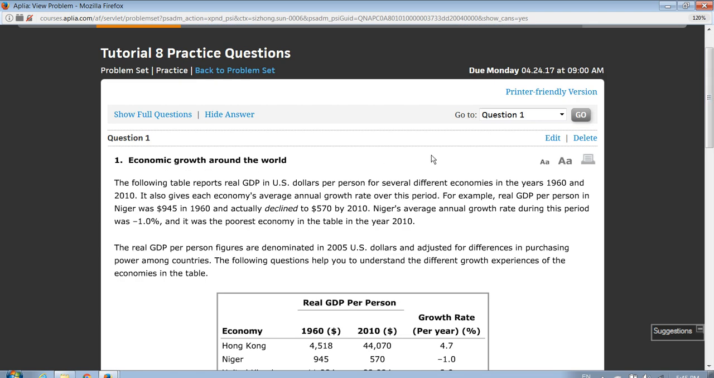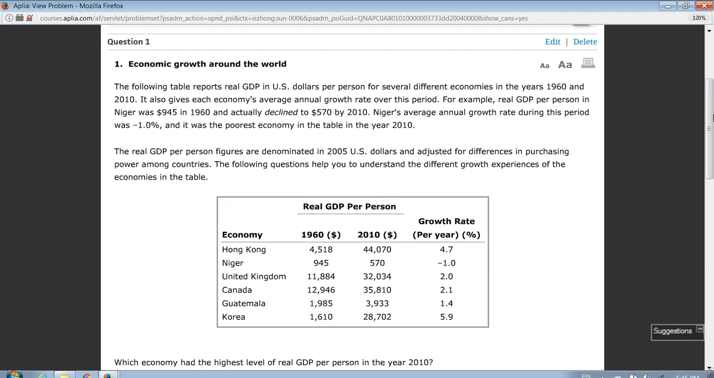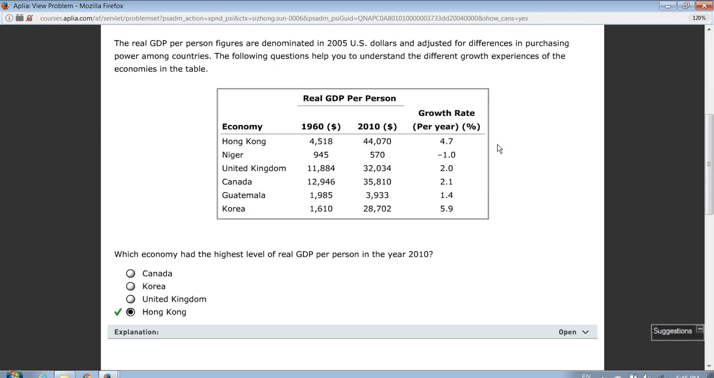We have 4 questions and we will go through them one by one. Question 1, economic growth around the world. The following table reports real GDP in US dollars per person for several different economies in the years 1960 to 2010. It also gives each economy's average annual growth rate over this period. So that's the table.